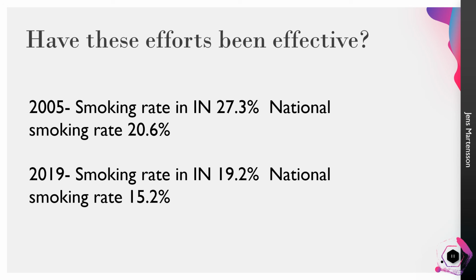So the big question is, have these efforts been effective? Just in Indiana, the smoking rates from 2005 to 2019, which is the latest data available, went from 27.3% down to 19.2%. So quite a big drop there. You look at national data, the smoking rate is 20.6%, down to 15.2%. So they're staying pretty in line with it.